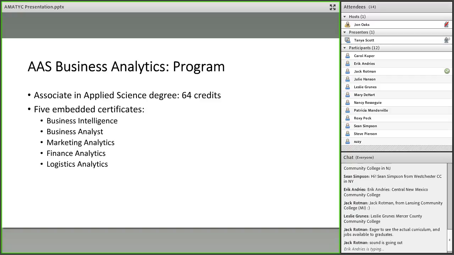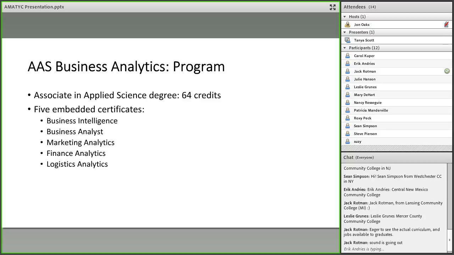So going back to the curriculum then, our associate degree is 64 credits. So we keep it lean. It's 64 credits. And then we have 5 embedded certificates. We have the Business Intelligence and Business Analyst Certificate, which are basically the 9 business analytics courses in the associate degree program. Business Intelligence is the first 4 in the first year. And our business analyst is the last 5 in the second year. And those are also offered in an accelerated format. So now students can complete the business intelligence certificate in 1 semester, and I'll talk about those classes in a little bit.